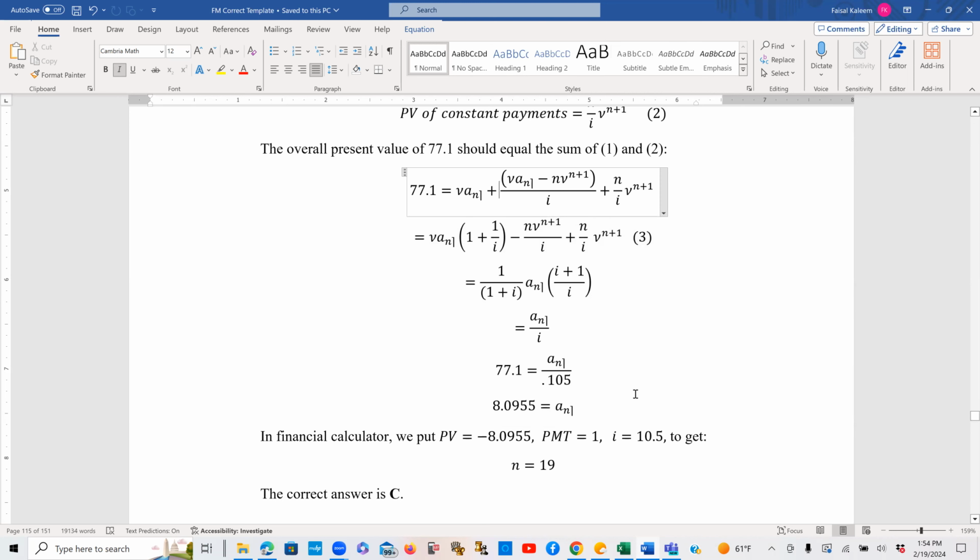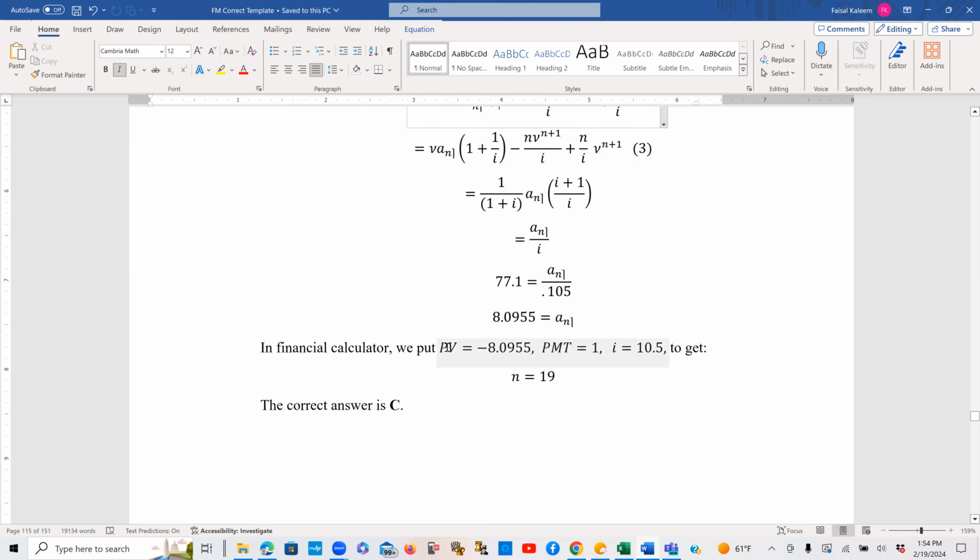And now in the financial calculator, if you put the present value as negative 8.0955, the PMT as 1, and I as 10.5%, we get n equal to 19, or you can also do it algebraically by writing a_n is equal to (1 minus nu^n) over i. And the correct answer is C, n was 19.